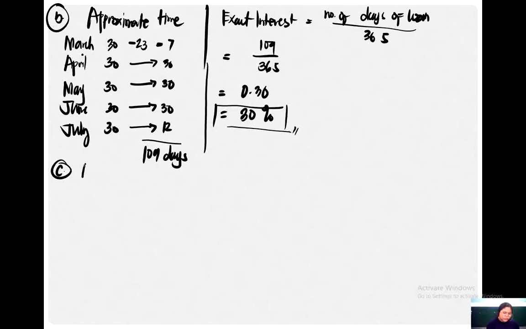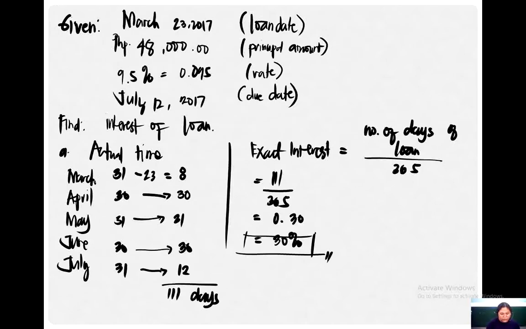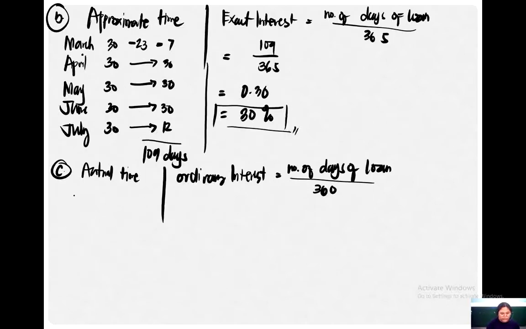Okay, next, letter C. So we are going to use the actual time and the ordinary interest or the banker's rule. Okay, again, if we are asked to get the ordinary interest, our formula is equal to the number of days of loan all over 360 days. So the actual time, let's go back to the previous solution. The actual time is 111 days. So we just write here 111 days.